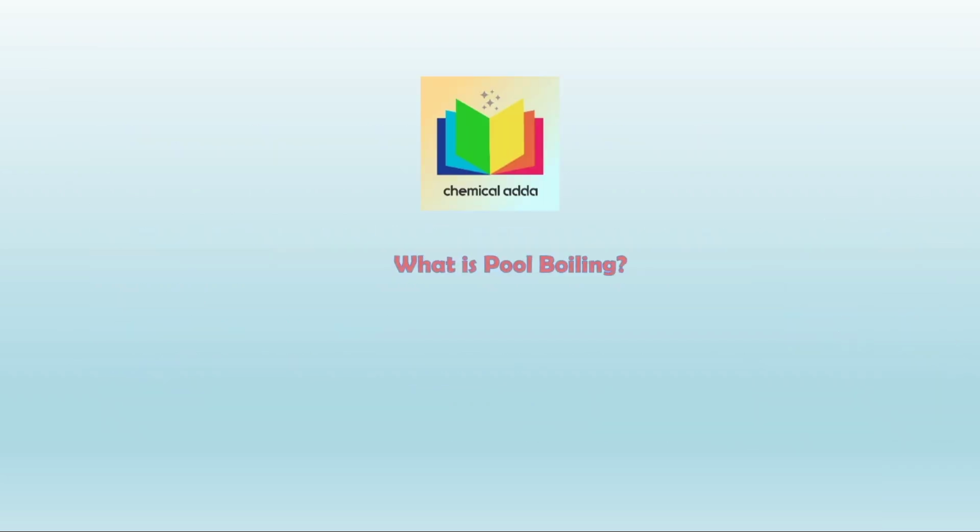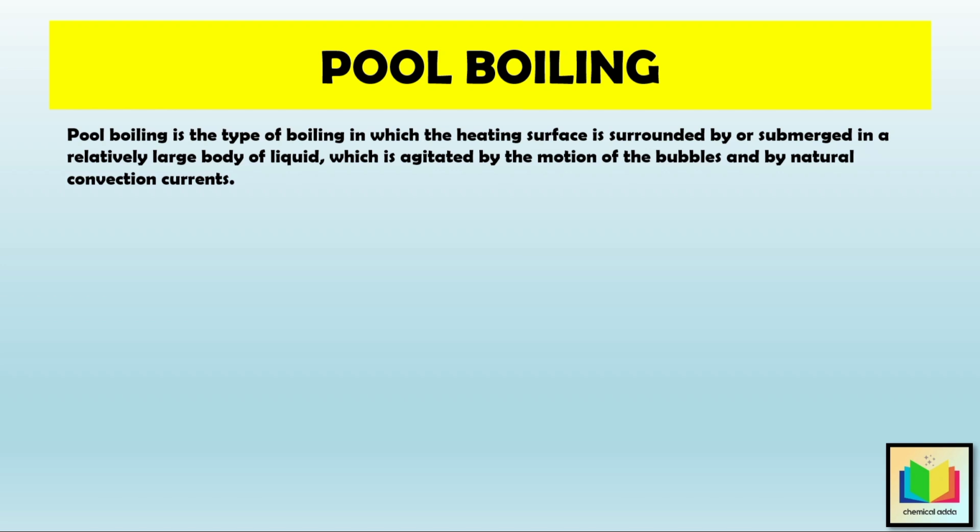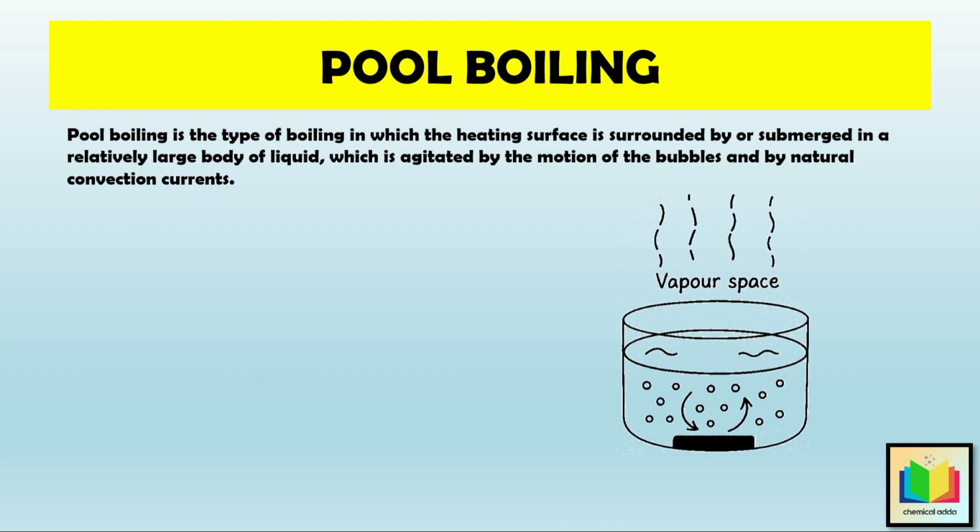Now let's understand what is pool boiling. So, pool boiling is the type of boiling in which the heating surface is surrounded by or submerged in a relatively large body of liquid, which is agitated by the motion of the bubbles and by natural convection currents. So basically, pool boiling happens when a hot surface is placed inside a large container of liquid. As soon as the liquid touches the hot surface, bubbles form and rise upward.